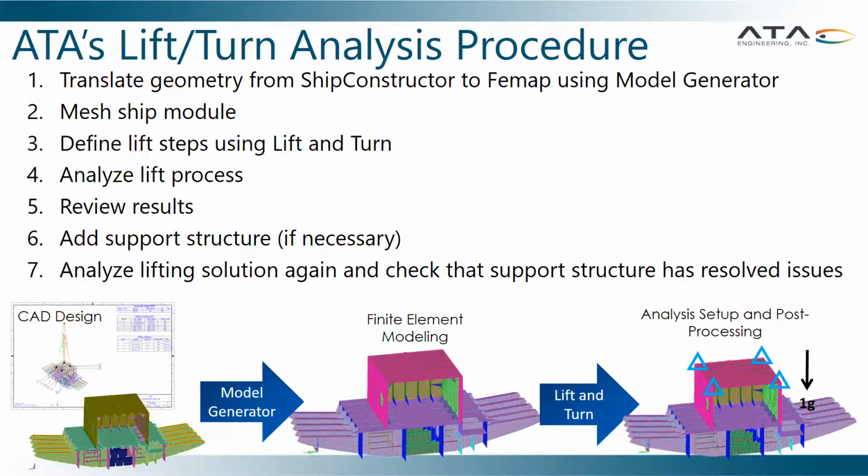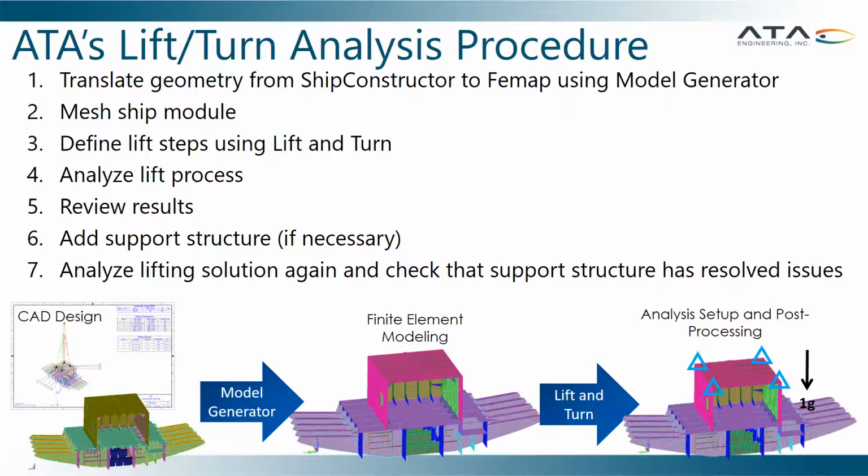ATA's efforts within that LiftShip program have led, as I've said, to the development of 2 major tools. We see the lift and turn analysis procedure as basically having these 5 to 7 steps. The first step is to translate your geometry from ShipConstructor to Femap using our model generator tool. Next, you'd mesh the ship module, and then you define the lift steps using the lift and turn tool.